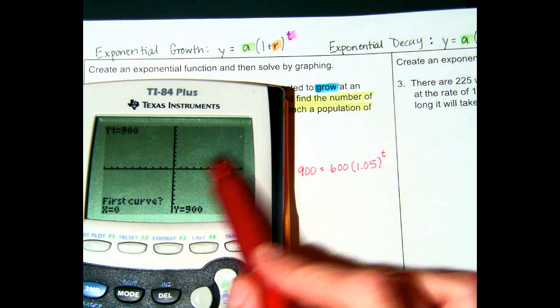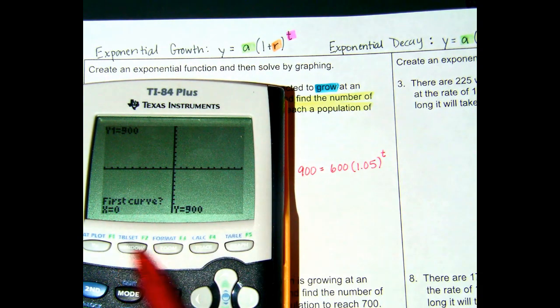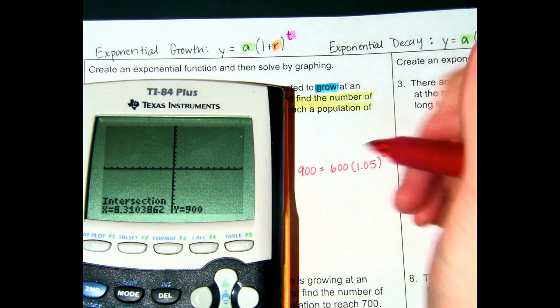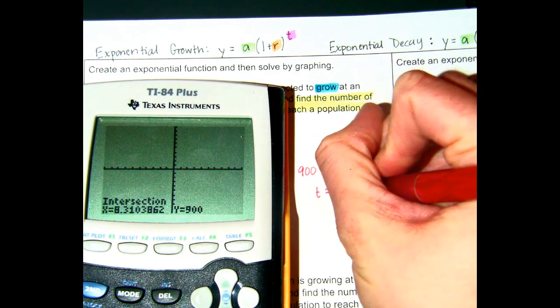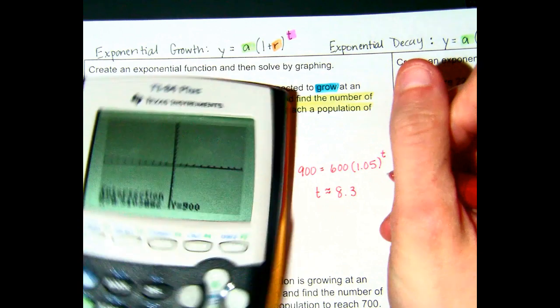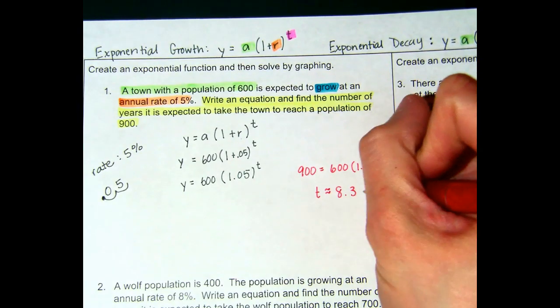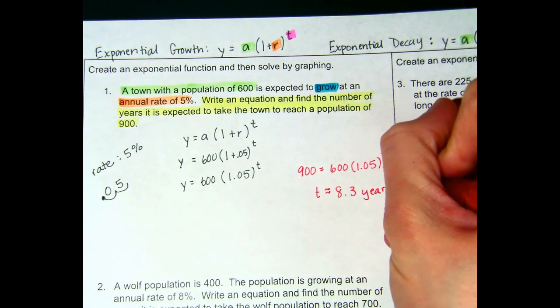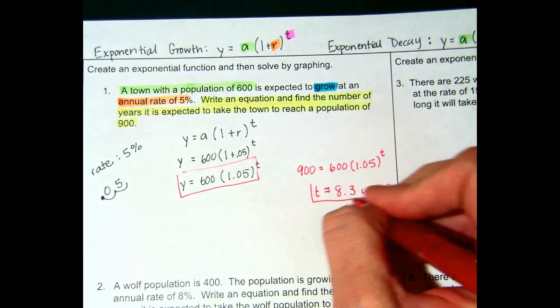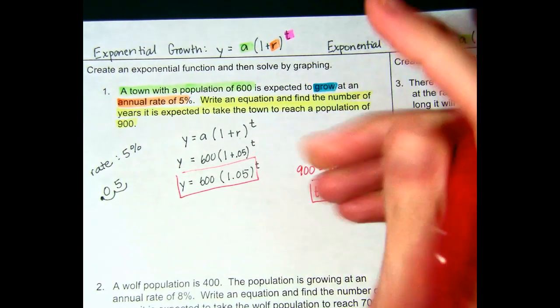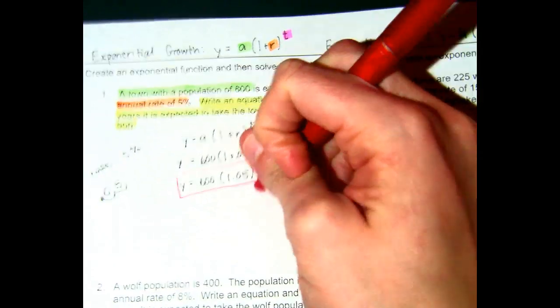See, it did not show anything because it's way above, but I do know it's here. 1, 2, 3. 8.3. So t is approximately 8.3, and it says years. Both of these are my answers. I need to erase that a little bit so it actually boxes it in all the way.